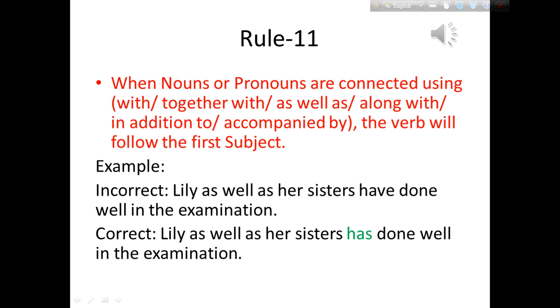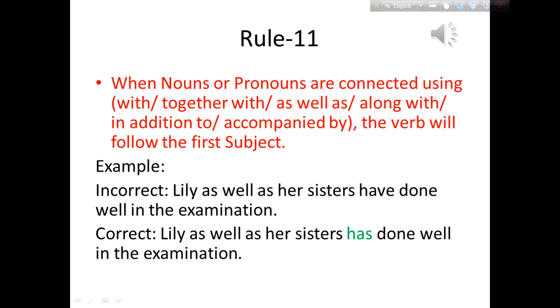The next rule, rule number 11. When nouns or pronouns are connected together using with, together with, as well as, along with, in addition to, accompanied by, the verb will follow the first subject.